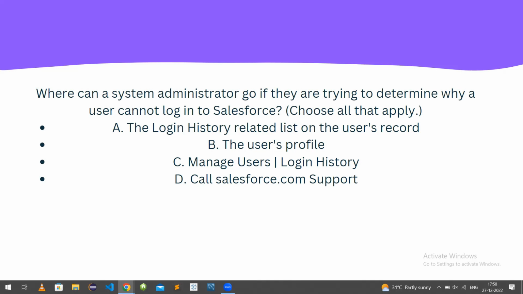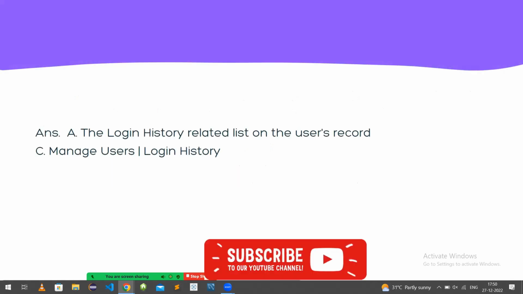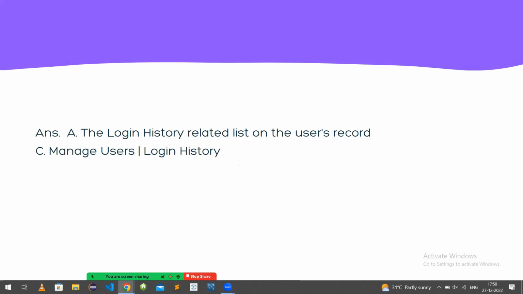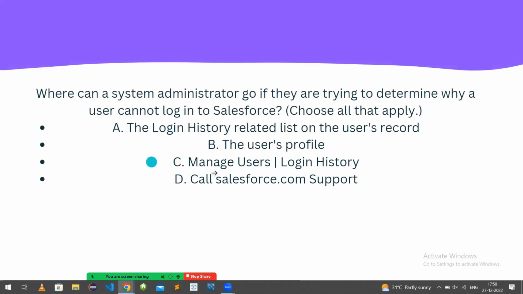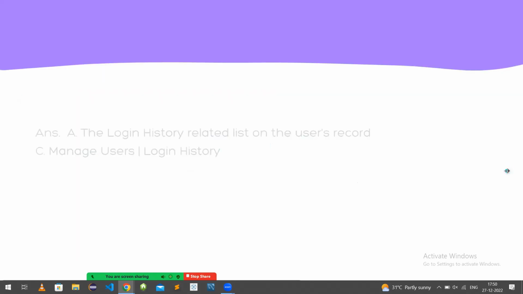So where can a system admin go and check? The login history and manage users login history. The answer should be A and C. Yes, correct. The login history related list on the user's record or manage users login history. You can check from there what the error is or why users are facing problems and are not able to log into Salesforce.